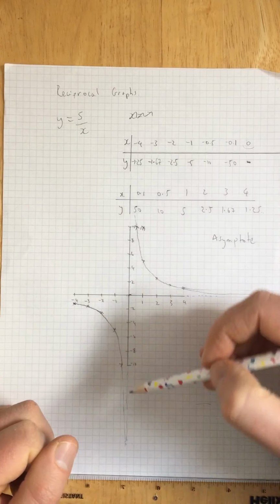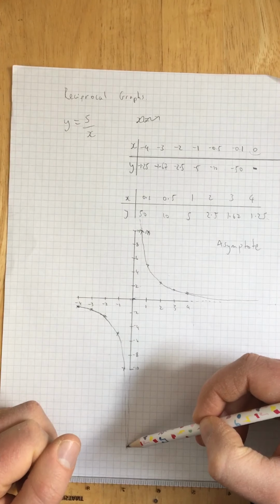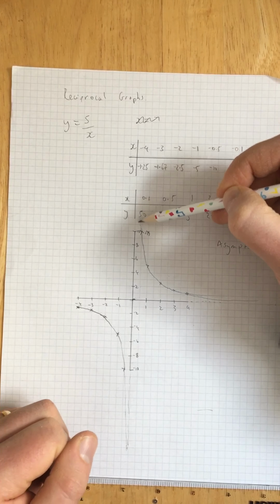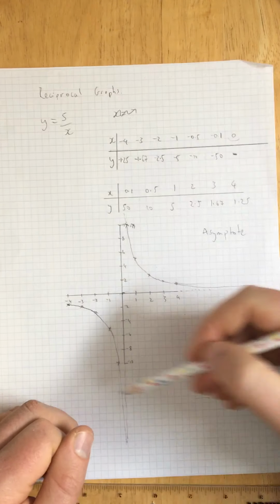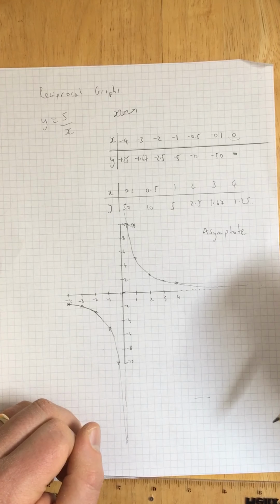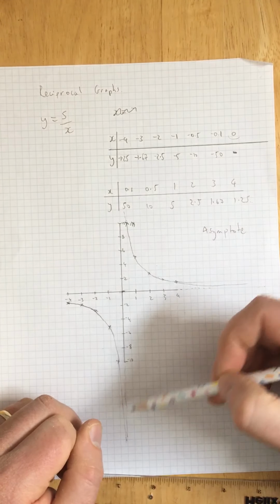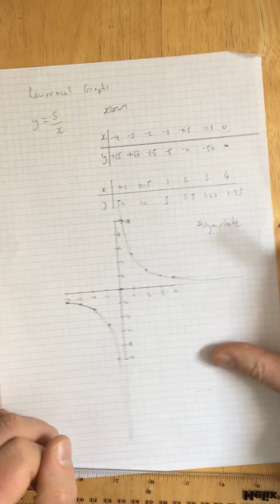So that's what happens. So you go down here, and then there's this massive jump, and it starts up here, and then comes back around again. So that's the characteristic shape of a reciprocal graph. You get these two bits with a big jump in between them. Just to show you one more.